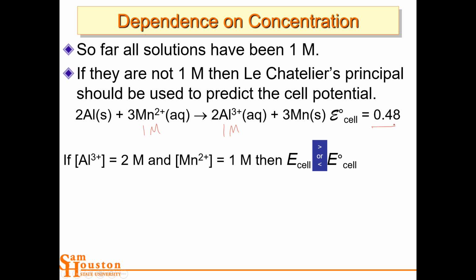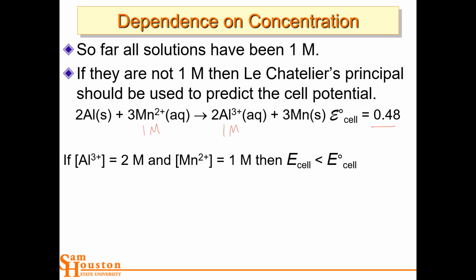So what do you think that will yield? It'll be less than. And why would it be less than? Let's use the word spontaneity. Why would it reduce the spontaneity? There's already product there. Yes. And so it's going to reduce the push of this reaction in the forward direction. And so, yes, you got that right. Less than. So the actual cell would be less than the standard cell potential.